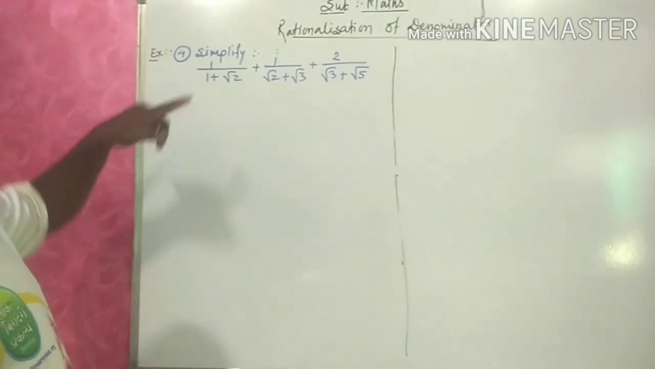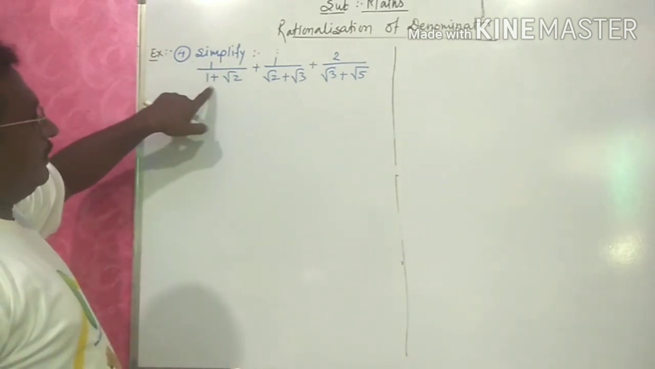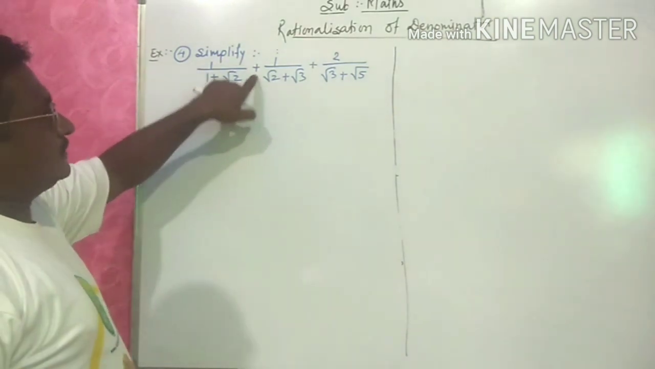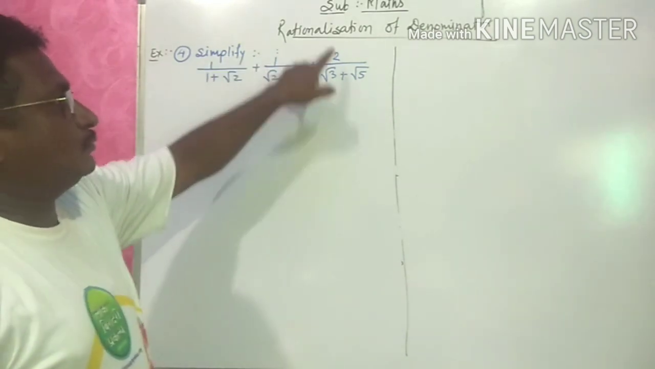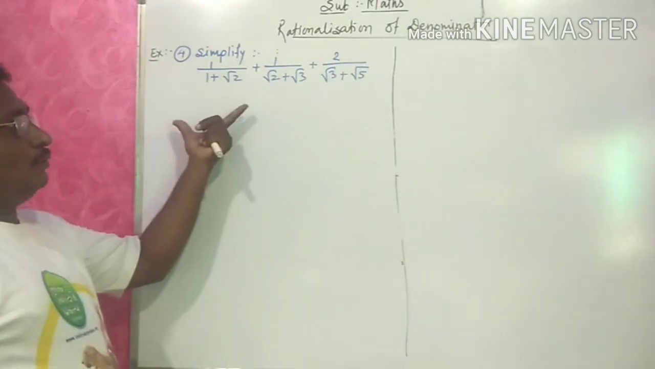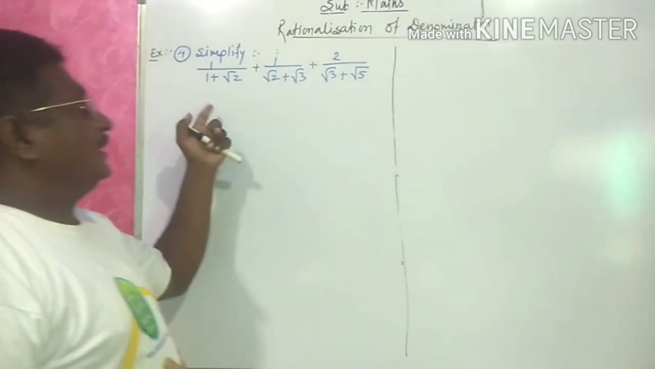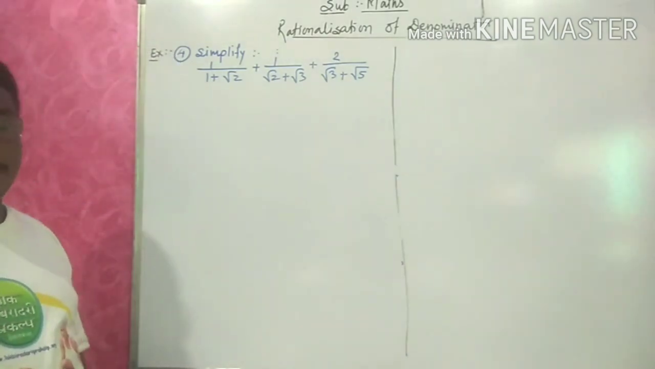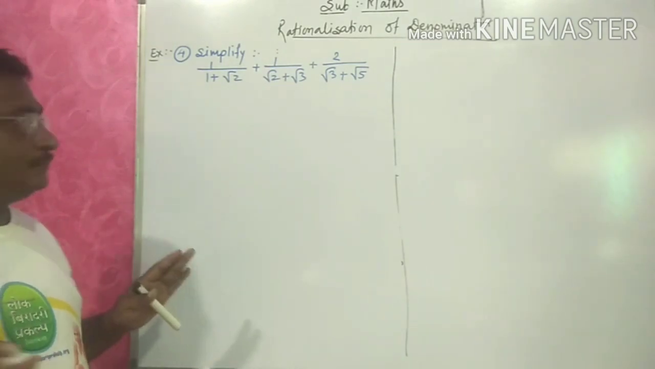Now this question. Simplify 1 by 1 plus root 2, plus 1 by root 2 plus root 3, plus 2 by root 3 plus root 5. Now in the previous question 2 terms were there. Now here 3 terms are there.